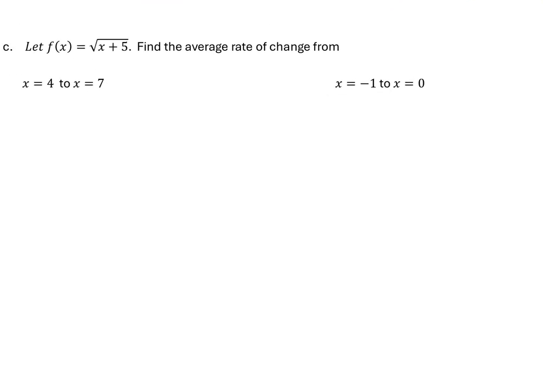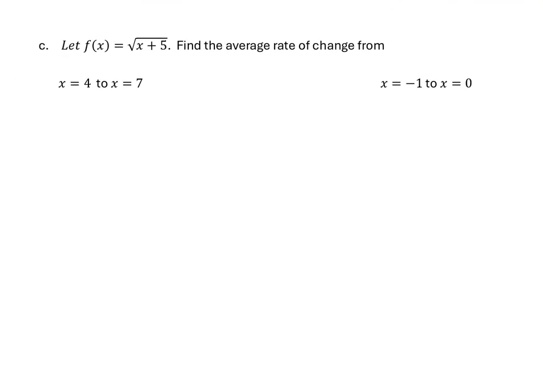All right, example C. We have let f of x equal the square root of x plus 5. We want to find the average rate of change. And so if we go ahead and do the same thing, we want to start by finding our function values. So if we plug in 4, we get the square root of 4 plus 5. This is equal to the square root of 9, which is equal to 3.